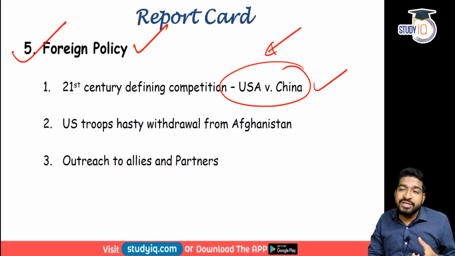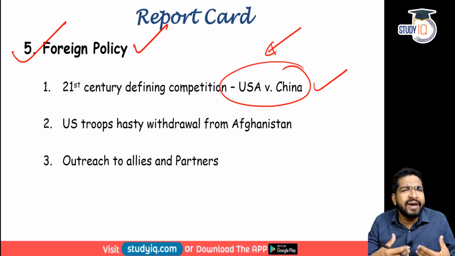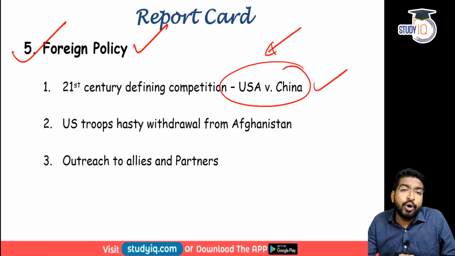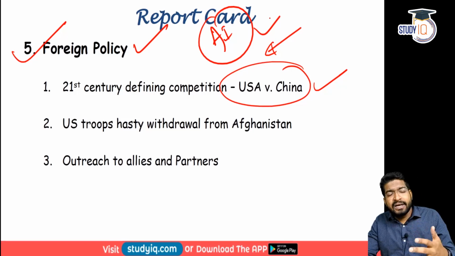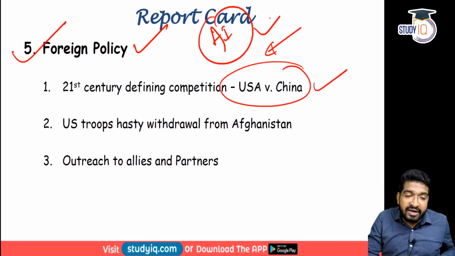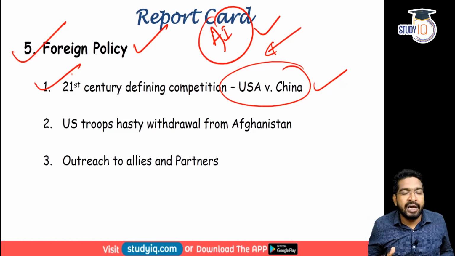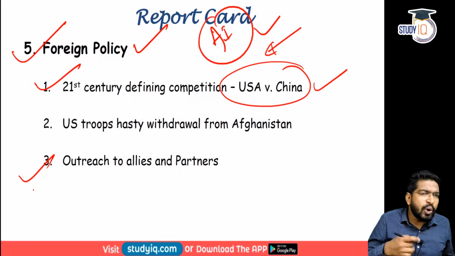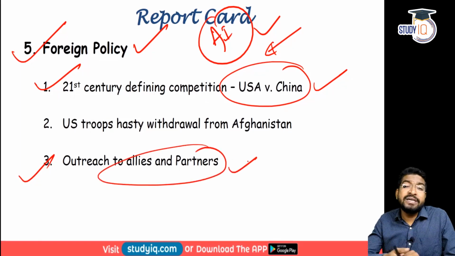But what Biden has done, Biden has given new dimensions to this competition, a fair competition. We recently spoke about a competition in artificial intelligence in terms of research, etc. So competition is still going on. In fact, this is going to be the 21st century's defining competition, USA versus China. Biden is continuing with that. Apart from that, with respect to outreach to allies and partners, he has done quite a decent job.